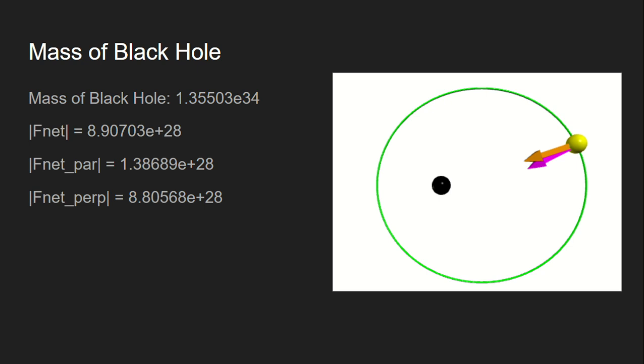Something interesting I noticed was that Fnet got larger when the star was closer to the black hole and smaller as the star traveled farther away. This is because the star experienced a greater force of attraction as its distance to the black hole decreased.